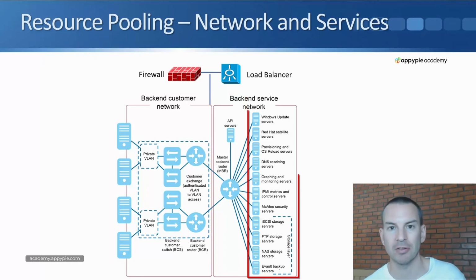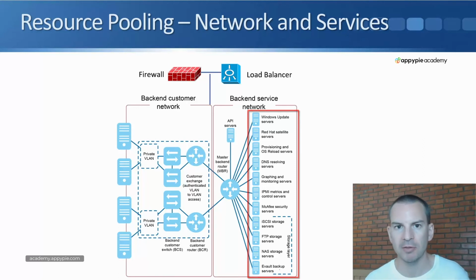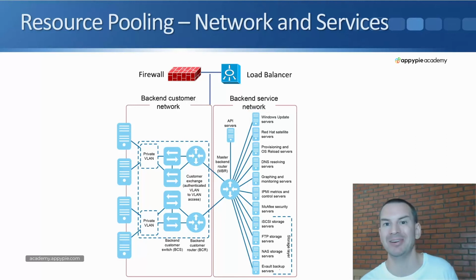Over on the right hand side, the cloud provider here is also providing various services to the customers, such as Windows Update servers for the patching. We can also patch Red Hat from there as well, DNS, etc. So rather than having separate DNS servers for the different customers, we can provide DNS as a centralized service.